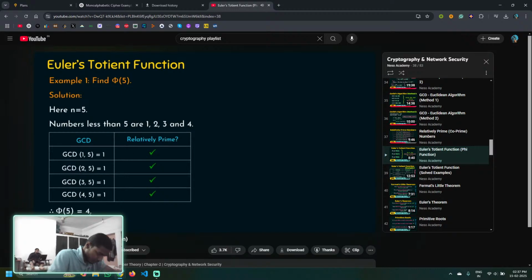It means there are 4 numbers. What are these numbers? 1, 2, 3, and 4. All these 4 numbers are lesser than n, right? Yes, they are less than 5 and they are relatively prime to 5. So the answer for this question is phi of 5 is equal to 4.